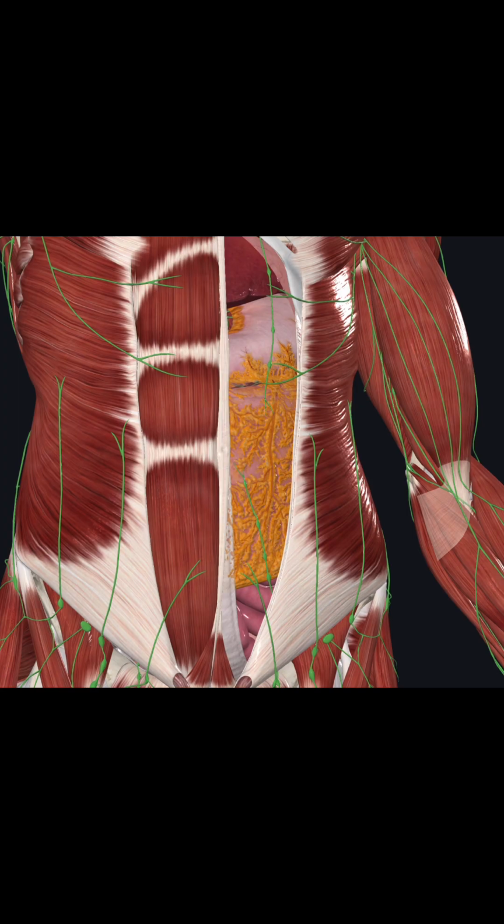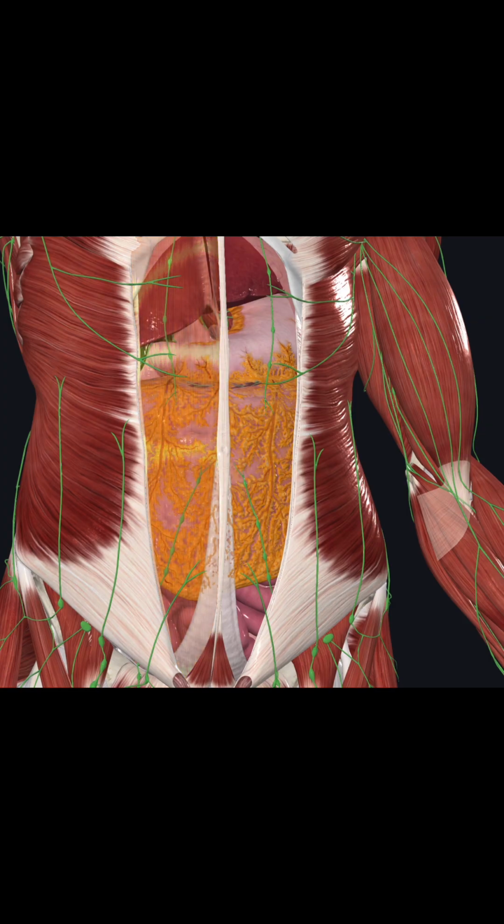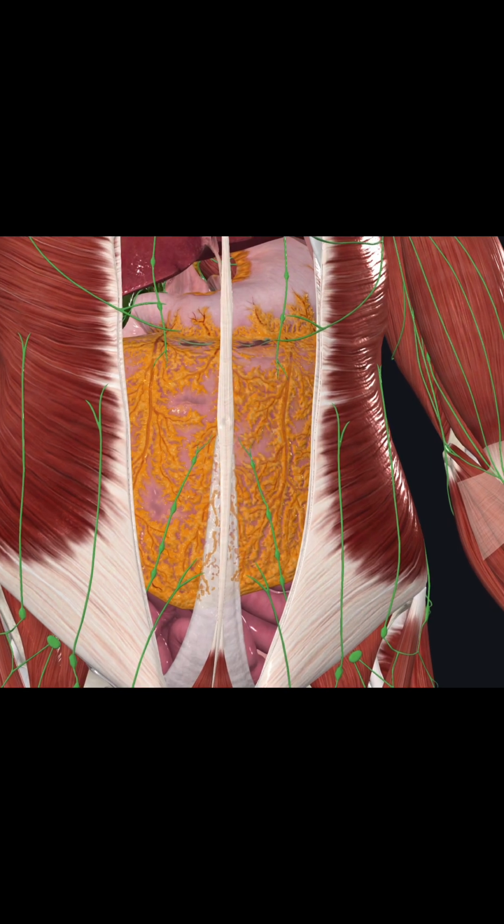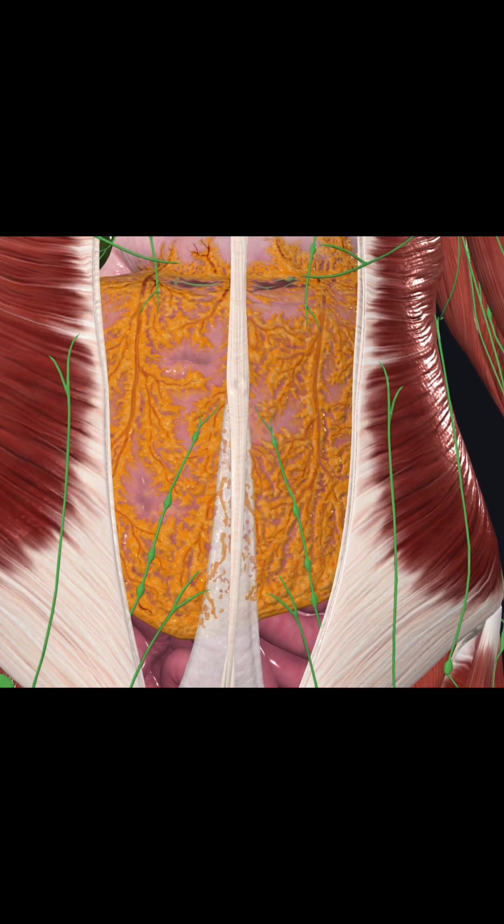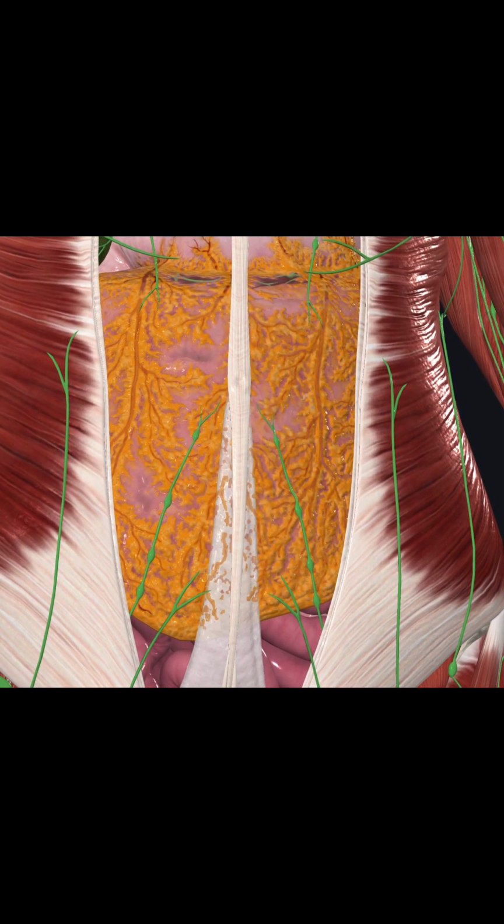On the posterior aspect of the umbilicus, the peritoneum is raised into several umbilical folds. There is the median umbilical fold that contains the obliterated fetal allantois, the urachus, which runs from the apex of the bladder to the umbilicus. The medial umbilical folds contain the obliterated umbilical arteries.